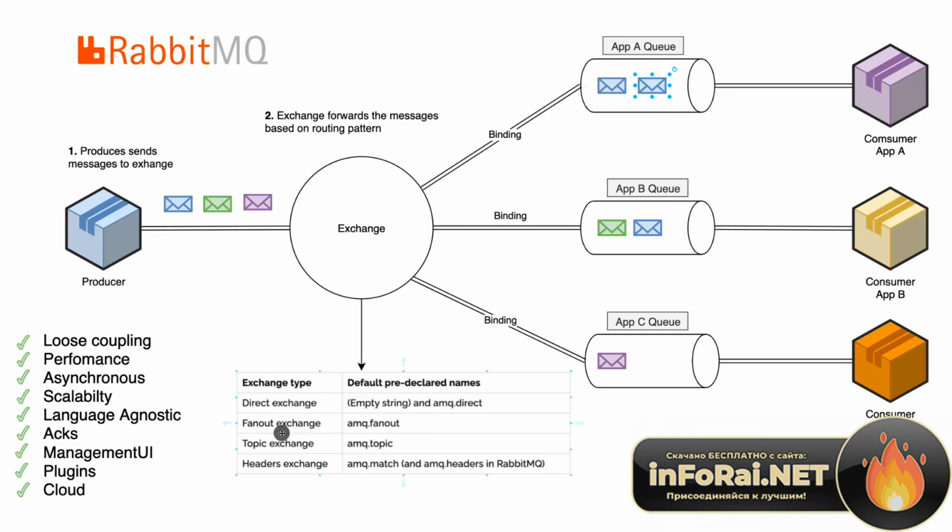Then you can see that we have the fanout exchange, which means that if the producer sends a message, this message will be fanned out. So here it will be sent to all queues, just like that. It fans out the messages, so every queue will receive the exact same message.